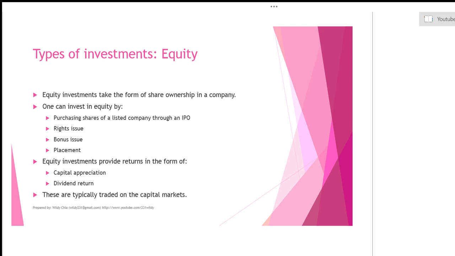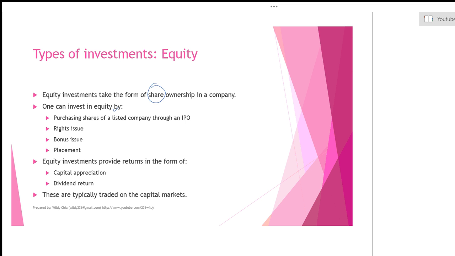So let's start with equity instruments. Equity instruments or equity investments basically confer ownership in the company, and that ownership is in the form of shares. And how could one take share ownership? How could one have an ownership in the company? If you are interested in having ownership in the company, you can start to acquire shares of the company, and by acquiring the shares of the company, you are said to be investing in equity.